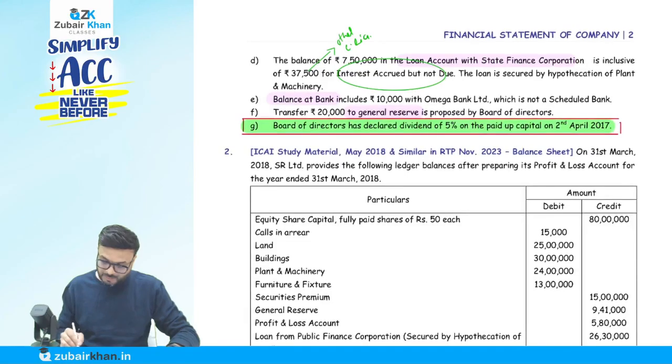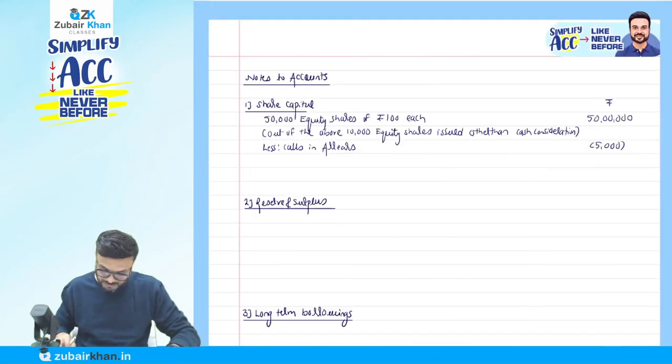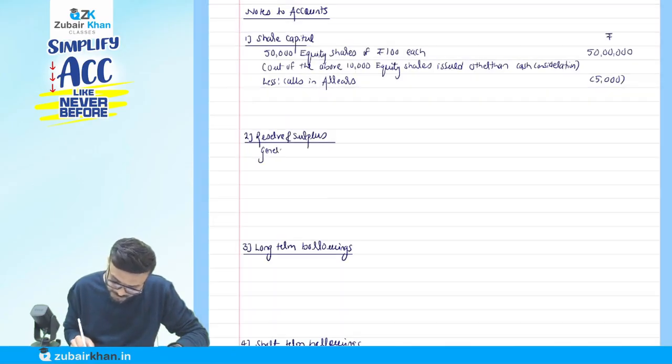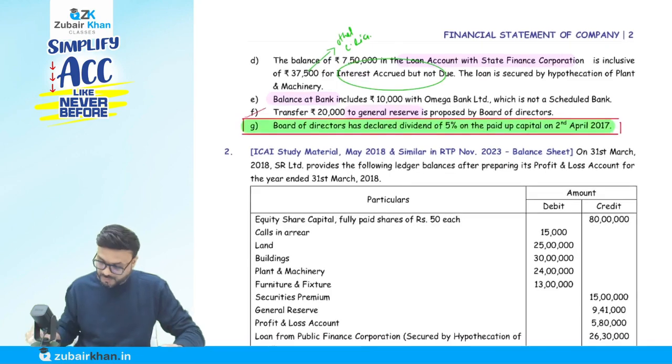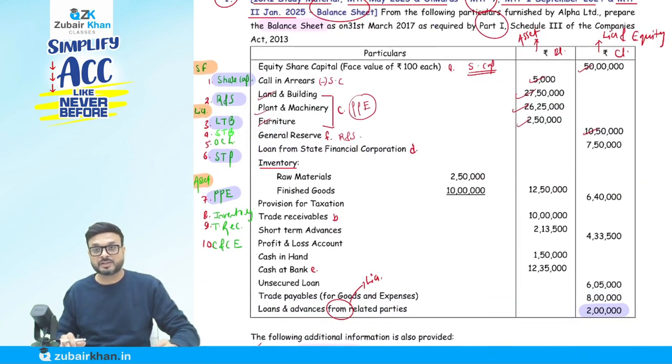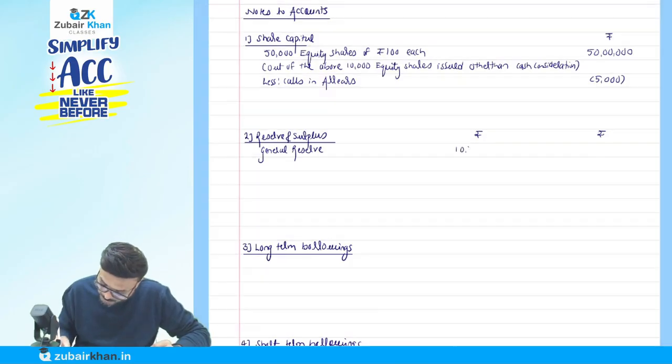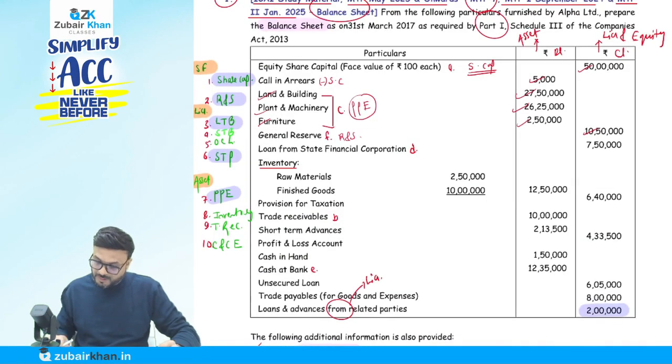But something is mentioned in point number F. Let's first write it down. Go to reserve and surplus. Write it down in reserve and surplus, general reserve. Write it down in the inner column. How much general reserve do we have in the trial balance, which is 10,50,000. So write that down here now, 10,50,000. But something is mentioned in point number F.